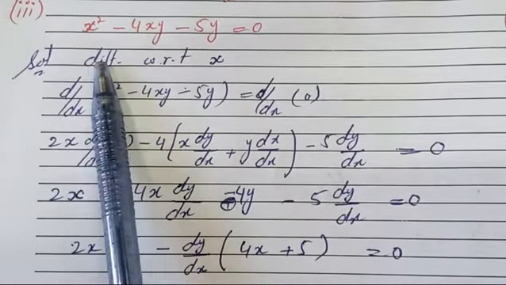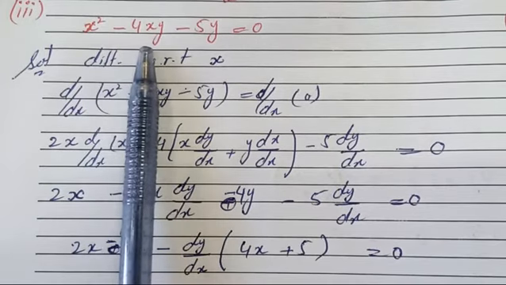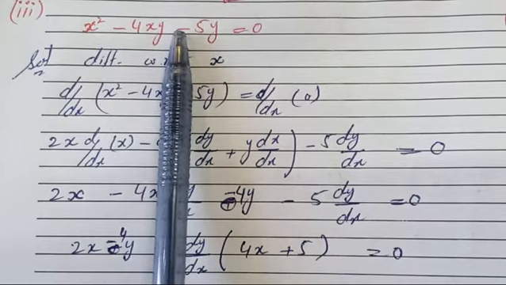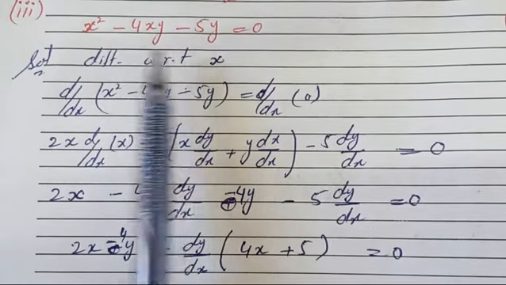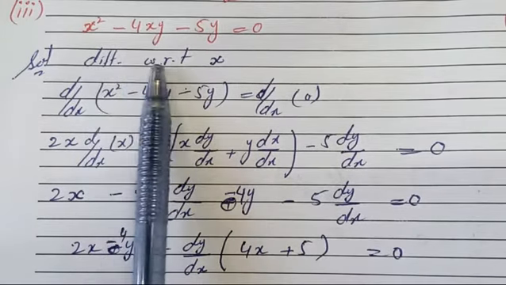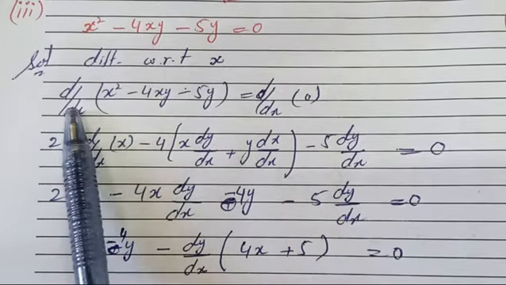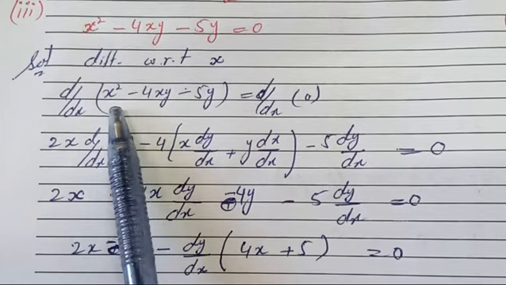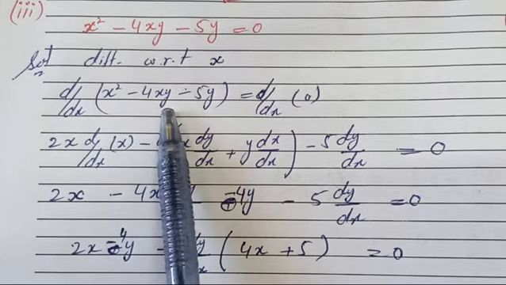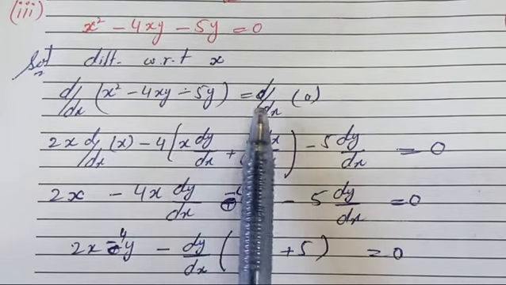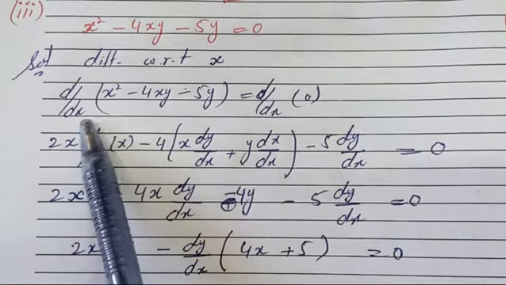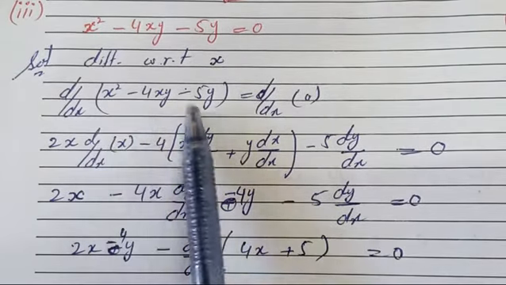Third part of question number 2, x square minus 4xy minus 5y is equal to 0. We have to calculate dy over dx. Simple calculation. First of all, write differentiate with respect to x. Now apply derivative on both sides. This is left hand side. d over dx of x square minus 4xy minus 5y is equal to derivative of constant that is given here, 0. So now apply derivative on all terms separately.